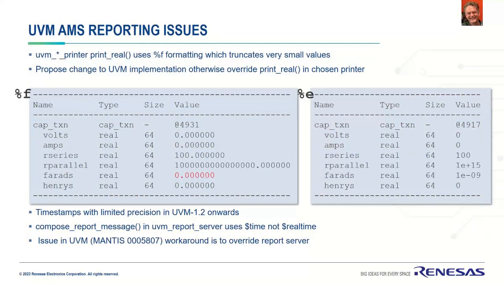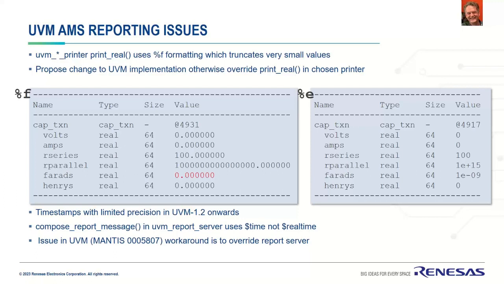A couple of the things that we found with the current incarnation of UVM in terms of messaging for mixed signal is that if you're trying to use the UVM printer to print real, it uses %f formatting, which isn't really appropriate for very small values. It's not the right formatting type. So we propose a change of using %e for that sort of thing, so you can have better printing, because you end up with things that look like they're 0 and they're not actually 0.